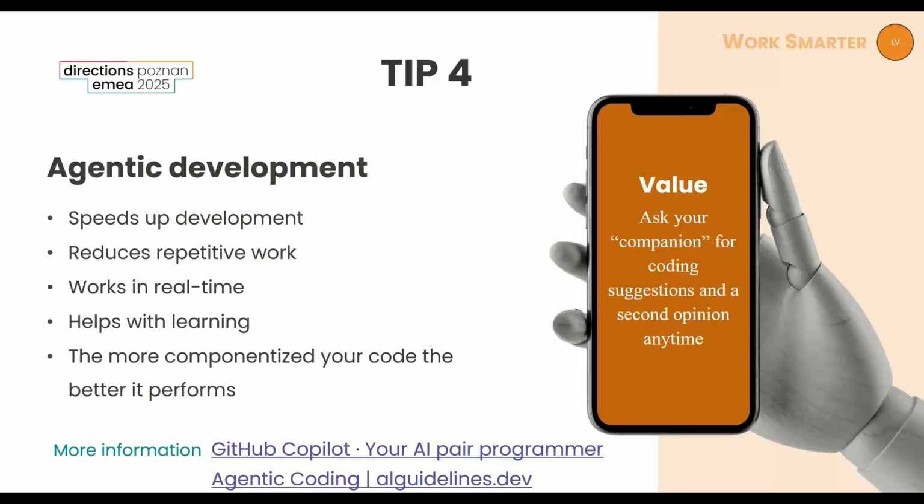It helps you speed up development and reduces repetitive work. Of course, it works in real time, and that's the value. It's your companion. You can ask for coding suggestions, and also for reviewing your code. And one of the last bullets, componentization of your code. If you know about SOLID, you're going more the SOLID way. The more you go the SOLID way, the better agentic development is going to be able to help you. We'll get back to that later also. So tip 4, make use of it. Let's go to the next one.